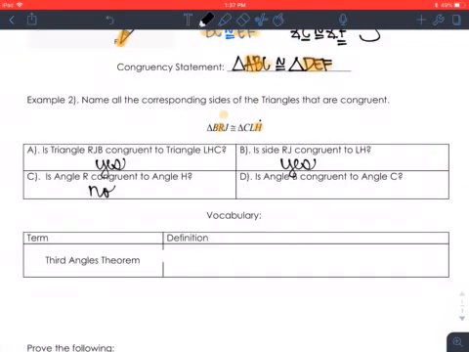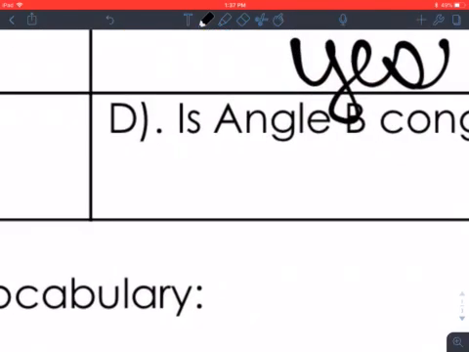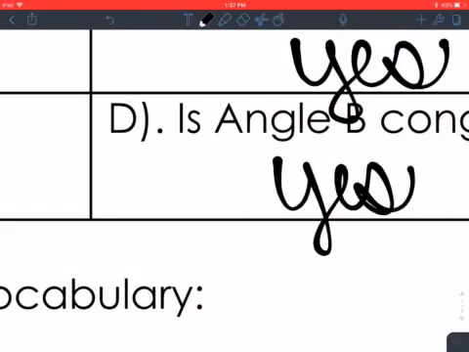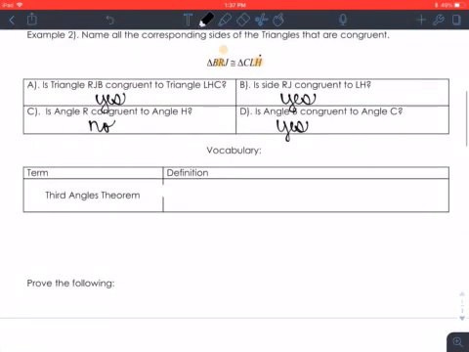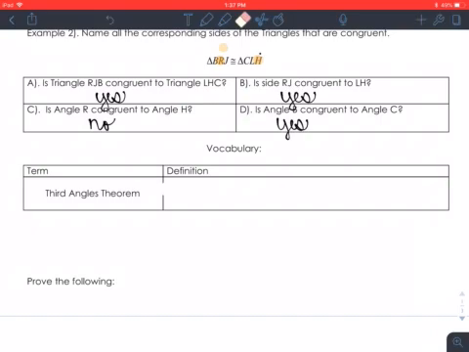And the last one, is angle B congruent to angle C? Your answer here is yes. All right, they're in the same location. They're both first within those triangle names, okay? Now, our next vocab term is the third angles theorem, all right? And once again, I have that written out, so make sure you take your time.